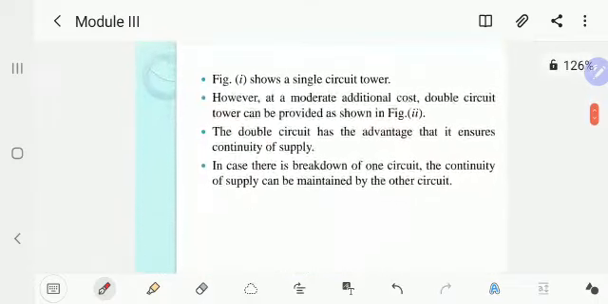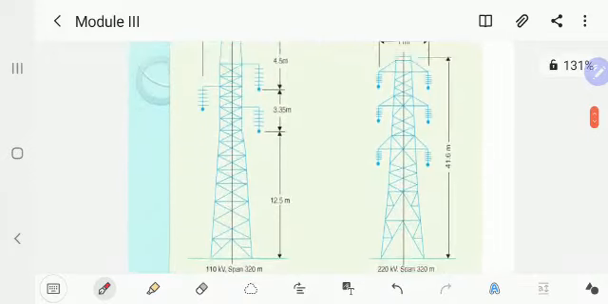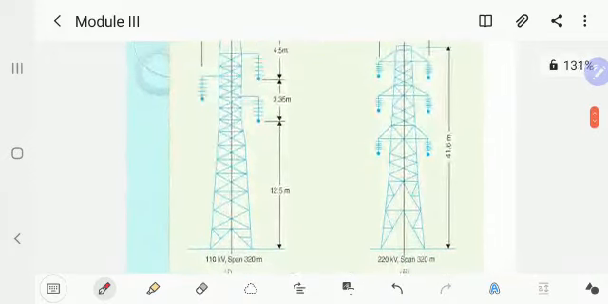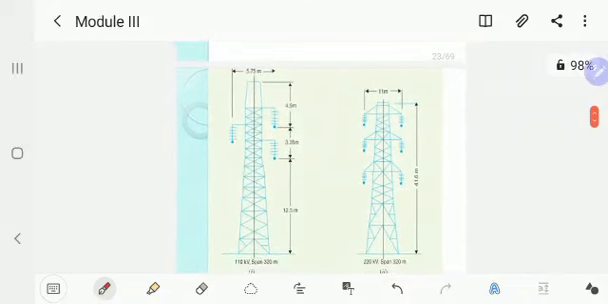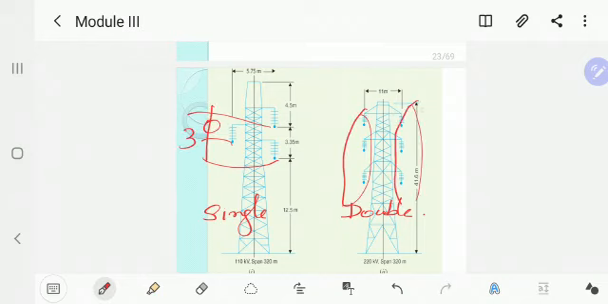Okay, and here you can see this is a steel tower. Here you can see a single circuit, and the second one is a double circuit. As I previously explained, here only one three-phase circuit can be carried, whereas here two three-phase circuits can be carried.